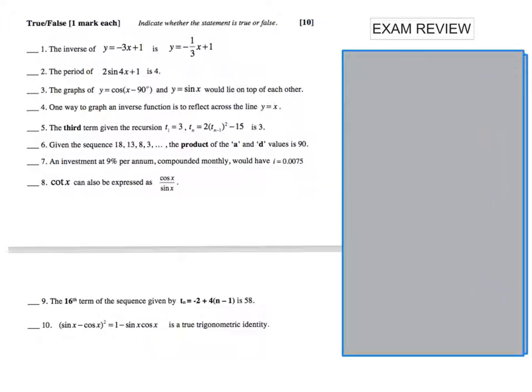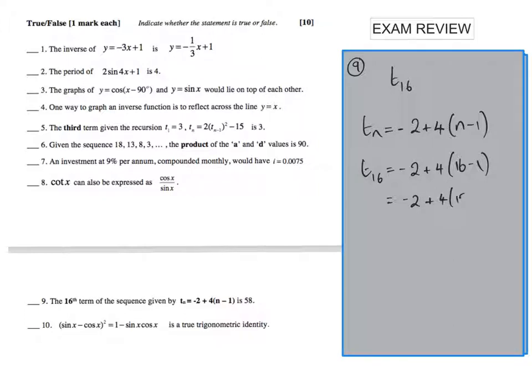Question 9. Looking for the 16th term, so we're looking for T16. And we've got that Tn equals negative 2 plus 4 times n minus 1. There's the nth term, and we just sub in n equals 16. So T16 equals negative 2 plus 4 times 16 minus 1. 16 minus 1 is 15, so 4 times 15. And then we've got negative 2. 4 times 15 is 60, minus 2 equals 58, which therefore is true.